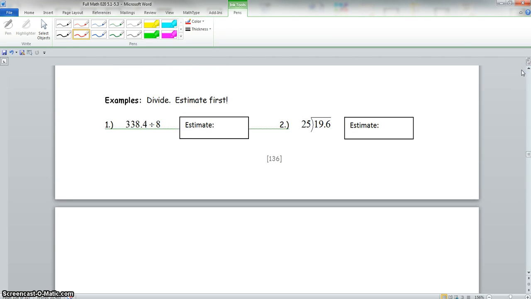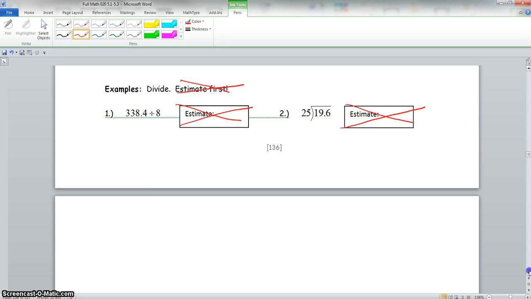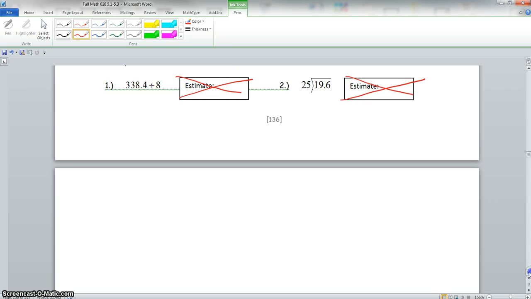Now, for these problems here, we have 338.4 divided by 8. It tells us to estimate first. We don't need to estimate first. We could just go right into the problem. So I'm just going to cross out these estimate boxes. Now, what we need to do first is this here. We would take 8 into 338.4. And then we would bring our decimal up.